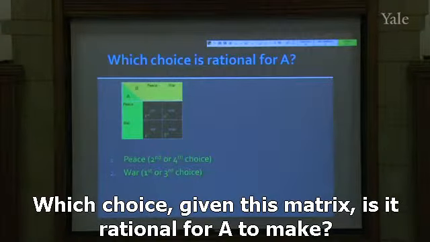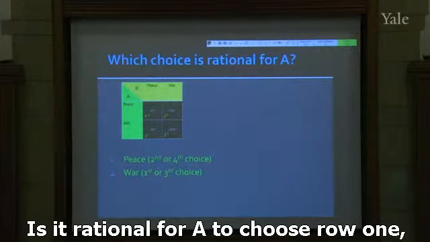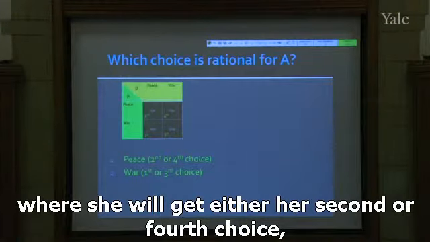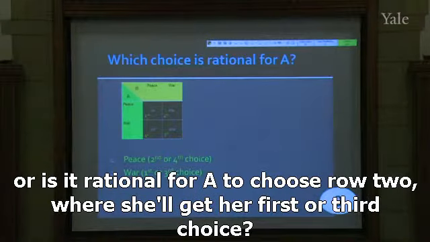So question, if you'll take out your clickers, is this. Which choice, given this matrix, is it rational for A to make? Is it rational for A to choose row 1, where she will get either her second or fourth choice? Or is it rational for A to choose row 2, where she'll get her first or third choice?